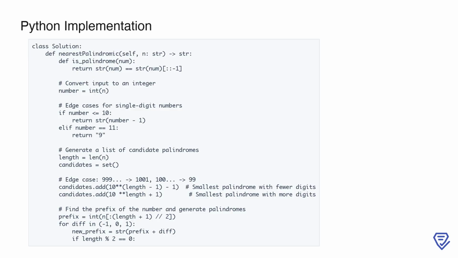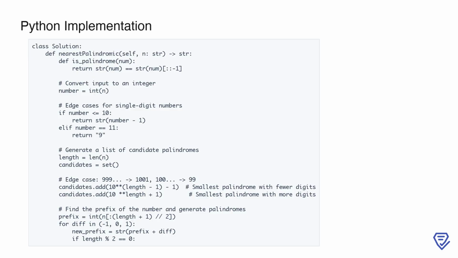Following that, we prepare to generate potential candidate palindromes. We calculate the length of the input string and initialize a set called candidates to store these potential values. Two special cases are addressed here: the largest palindrome with fewer digits, which is created by subtracting 1 from 10 raised to the power of the number's length - 1, and the smallest palindrome with more digits, created by adding 1 to 10 raised to the power of the number's length. Both of these are added to the candidates set.